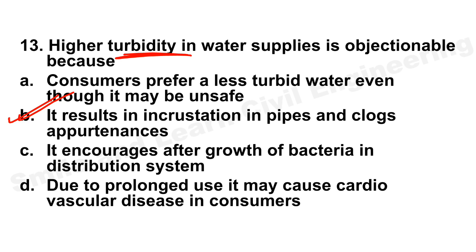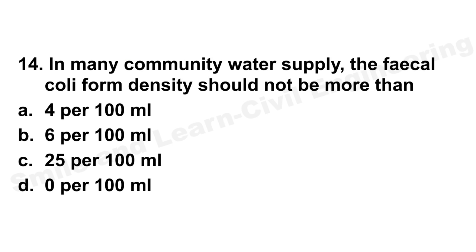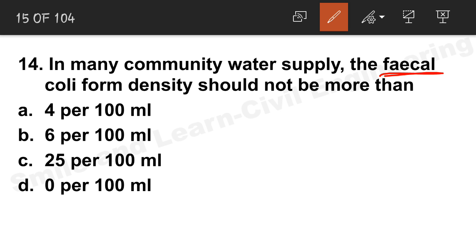So option B is the correct answer. Question number 14. In many community water supply, the fecal coliform density should not be more than. See, fecal coliform density should be equal to 0, but over here it isn't 0. So option D is the correct answer. Since it is water supply for a community, if even a single amount of fecal coliform is present in the water, it will cause waterborne disease.